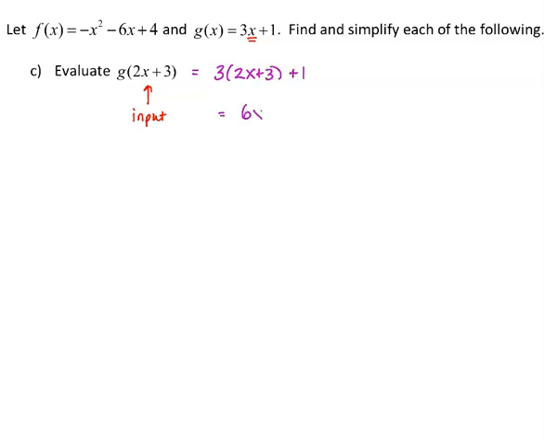So it gives us 6x plus 9 plus 1. We're just distributing here with our 3. And then combining our constant terms, we have 6x plus 10. Since our input was a variable expression, our output is also a variable expression in this case as well. So a function gives us back the same type of information that we put in. Let's look at one more here.